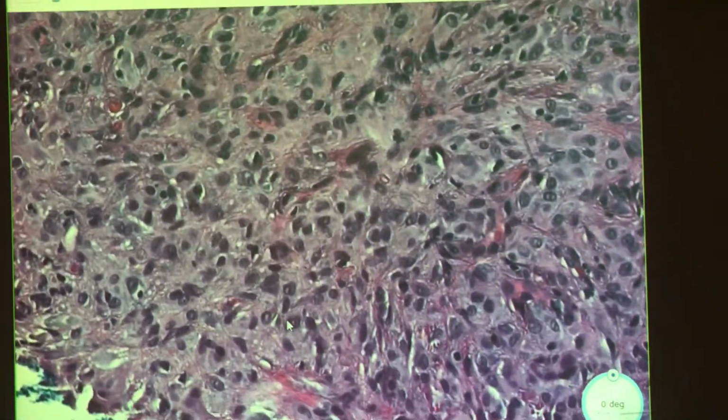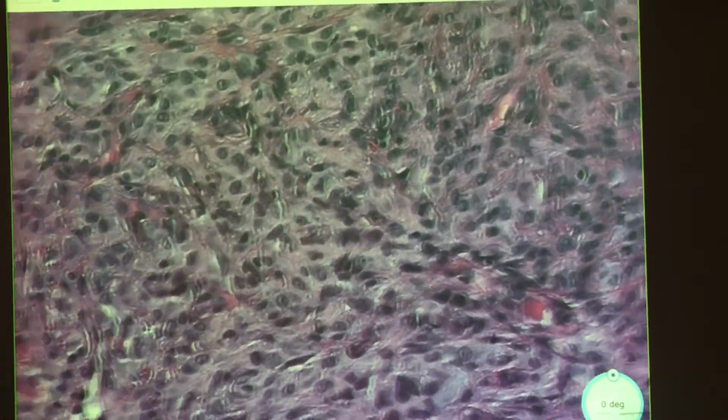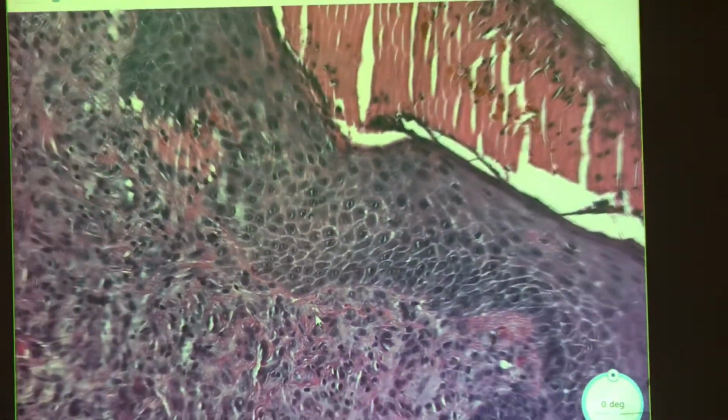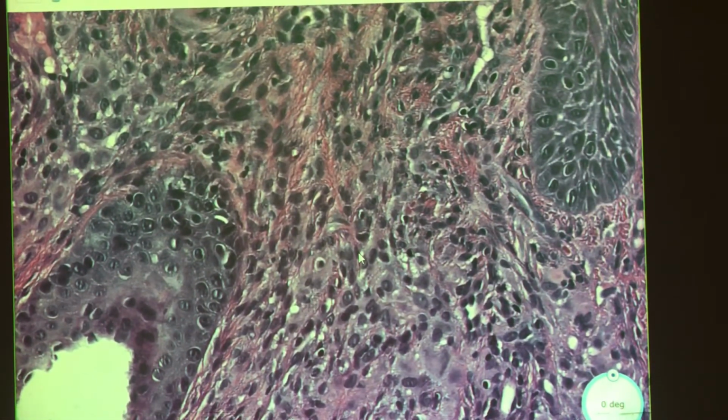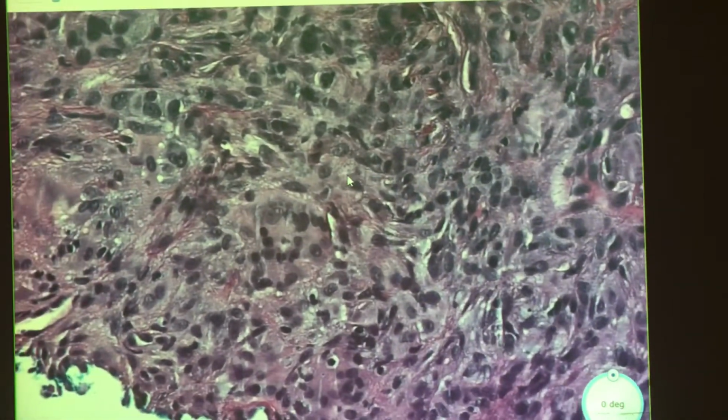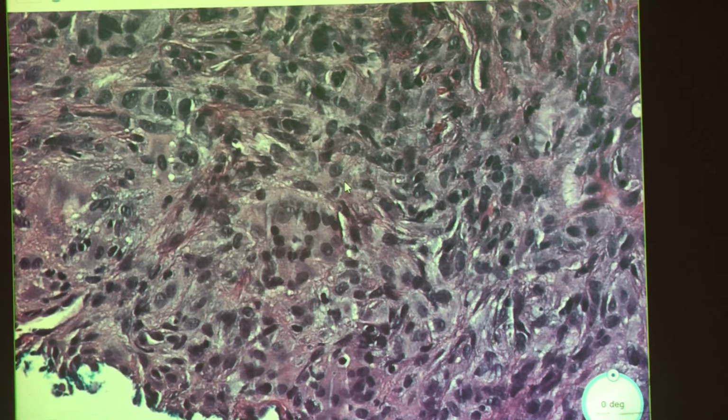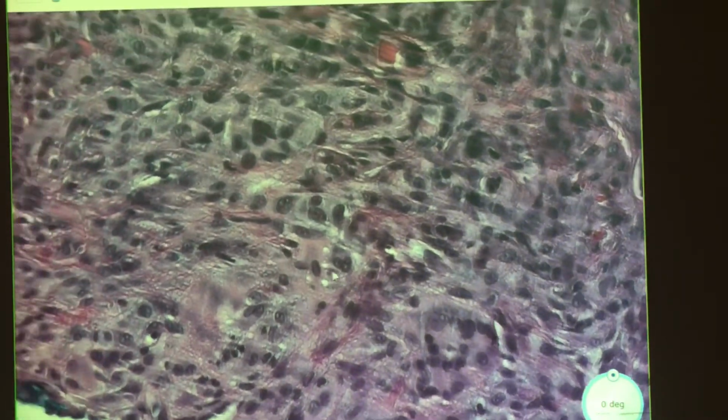Some of them will go foamy. Is there any spindle cells in here? It's kind of hard to tell. Some of them look maybe spindly. Yeah, maybe some of them are a little bit, but I think overall this is epithelioid. So I'm assuming it's in the name.